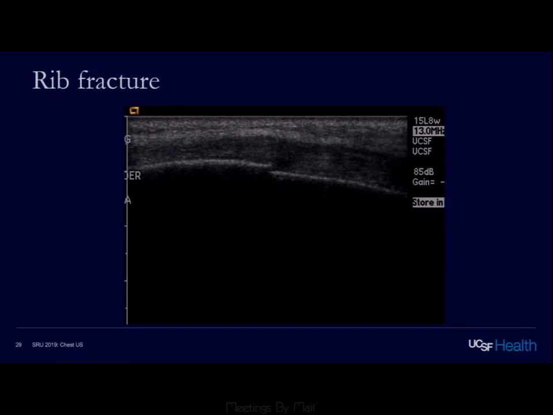This is another patient with a rib fracture. This patient presented for liver transplant imaging, and while we were imaging the chest, the patient complained of focal tenderness in the right upper quadrant. So we took out our linear transducer and looked at the chest wall, and there is a tiny, maybe non-displaced fracture of the anterior cortex here.